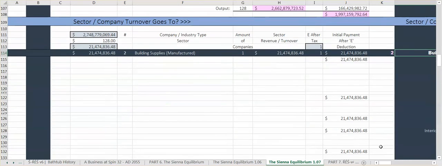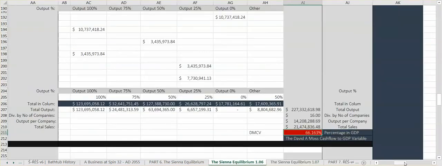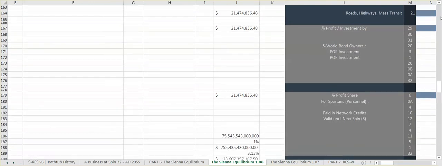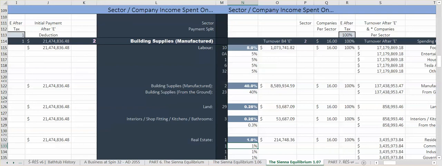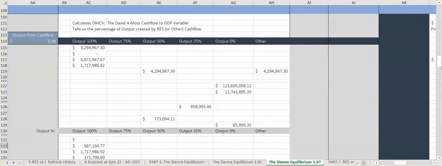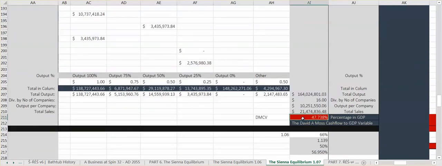So the second section here is different. This one is now for building supplies, and the last one was for building industry, factories and machines, more the original setup, the stuff we need to build the factories in the first place. Right, okay, and on this Sienna Equilibrium, we did the same exercise with the output, and this one gave 47.7% of cash flow will end up as GDP or final sales goods.